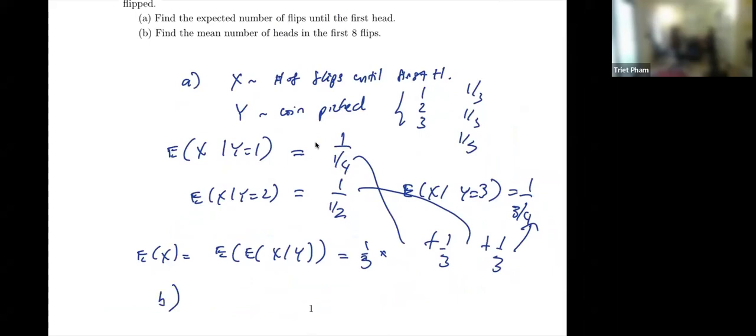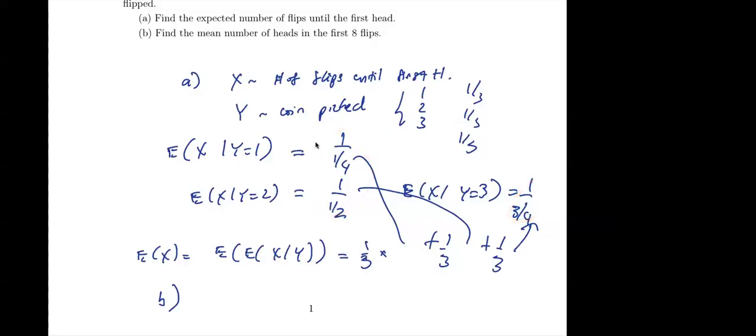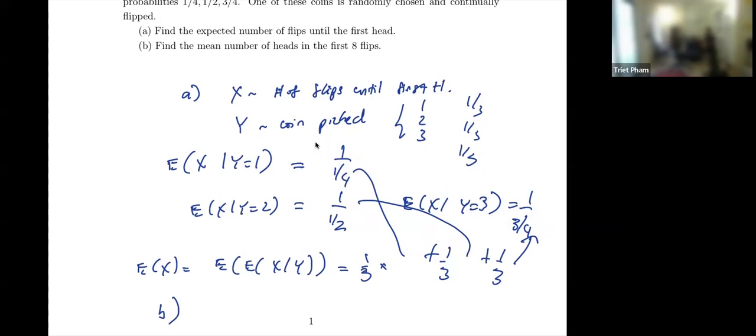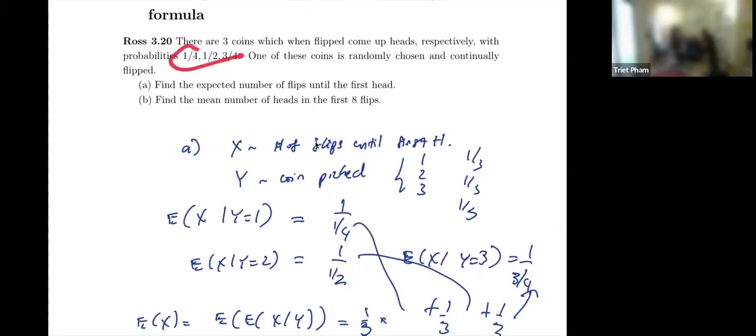So part B would be the same way. Condition on exactly the same random variable, and find the expectation, of course, with different answers here. The difference would be that previously, in part A, X conditioned on Y follows a geometric distribution, but in part B, X conditioned on Y follows a binomial distribution. Excellent, exactly. What you said is exactly right. Okay.